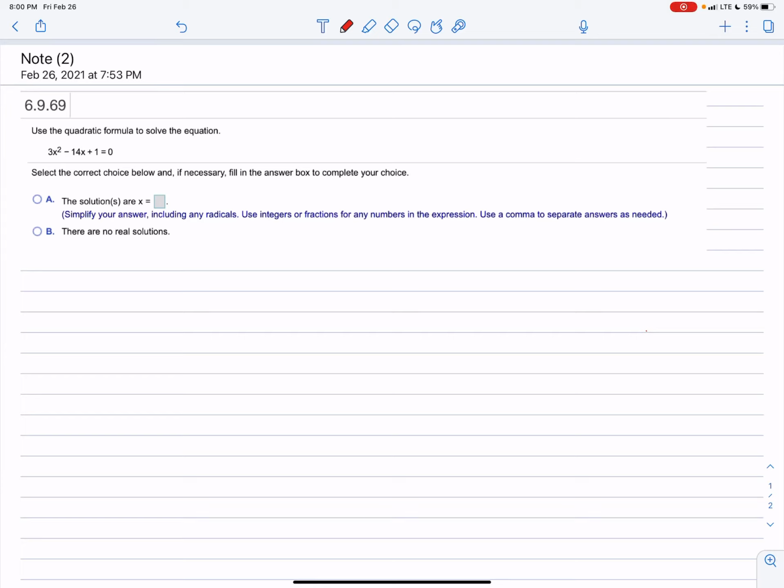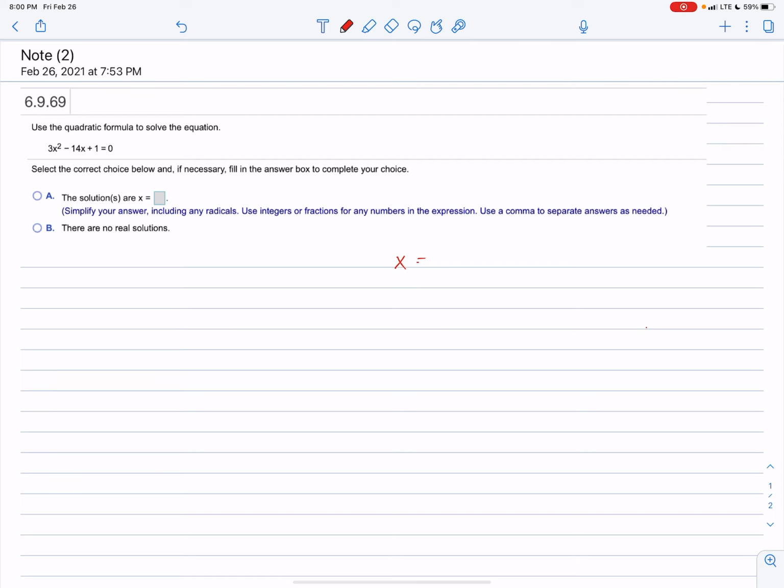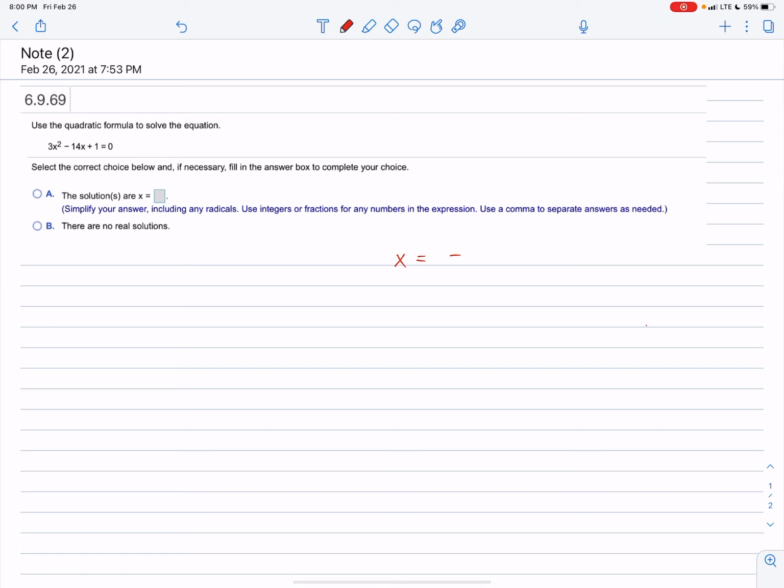Use the quadratic formula to solve the equation 3x squared minus 14x plus 1 equals 0. So the quadratic formula is x equals minus b plus or minus the square root of b squared minus 4ac all over 2a.